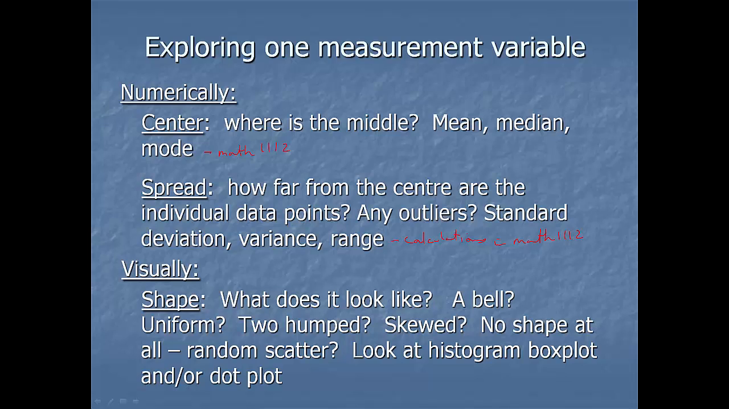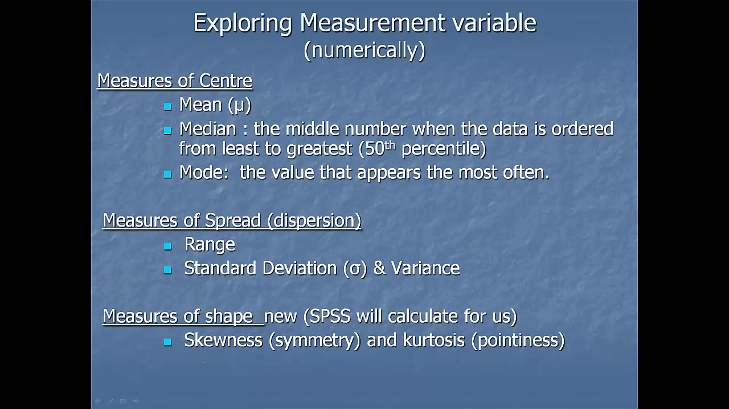Visually, we look at the shape. What does it look like? Bell curve, uniform, two-humped, skewed. We're going to look at a couple of different options in the next few slides. And the histogram helps us do that.